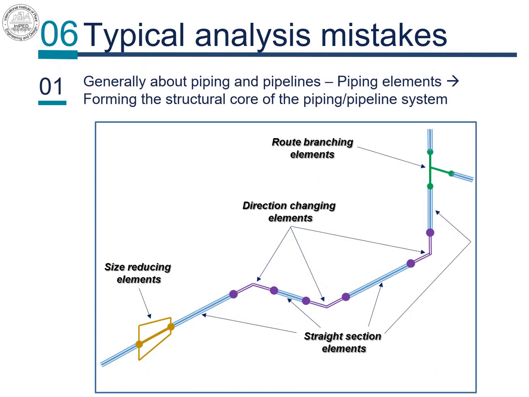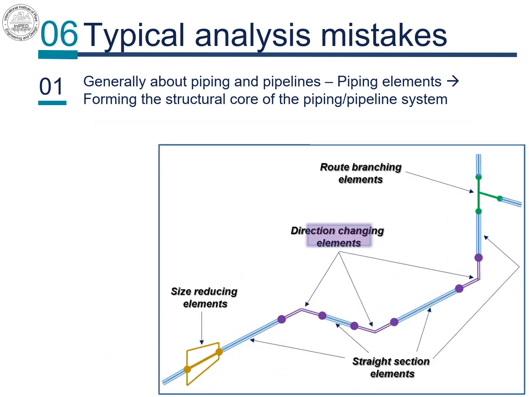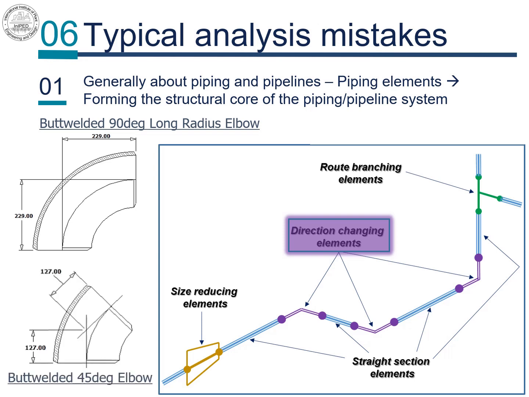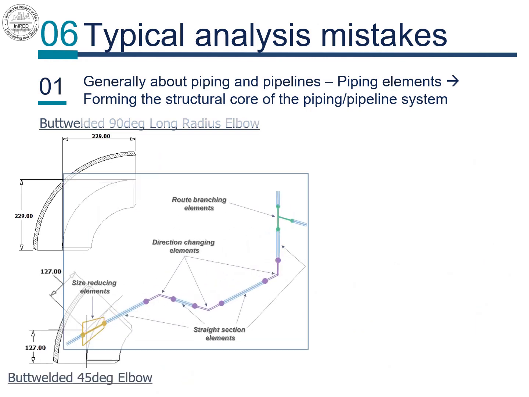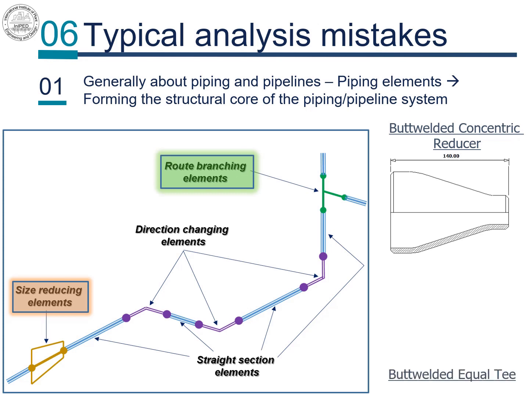Piping elements which are forming the structural core of the system consist of straight section elements, or beam elements, represented in pipe. In fact, they are beam elements with a circular cross-section. Then we have elements that are used for changing direction of the pipe system route, represented in so-called pipe fittings, like elbows for example of different sizes and radiuses, 90-degree or 45 etc., and there are elements which are used for reducing from one pipe size to another, since within the same pipe system route, we could have pipes of different sizes. And finally, there are elements used for branching the route, like equal tees or reducing tees.